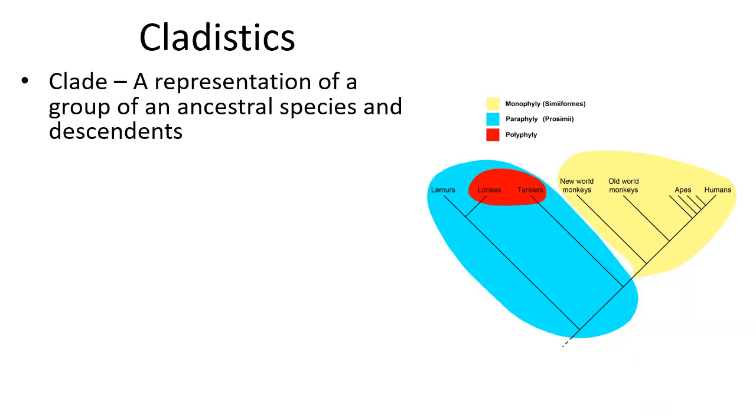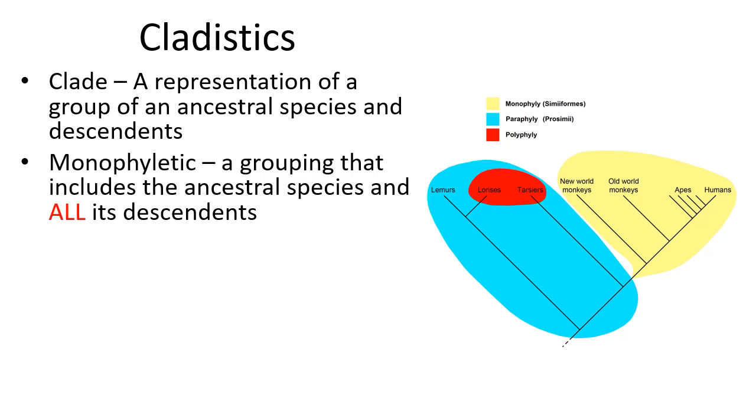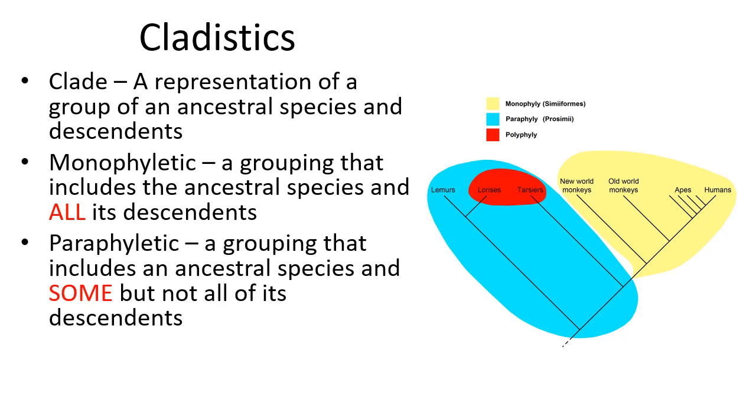All right, again, cladistics, we're looking at how we can group organisms often on our phylogenies. A clade is a representation of a group of an ancestral species and its descendants, and there are 3 different types. A monophyletic clade means you have an ancestor and all its descendants. So this yellow one here, if you could trace the node from the New World monkeys all the way back to where it branches to the rest, you can see that that node and all of its descendants are included. And so that would be a monophyletic group.